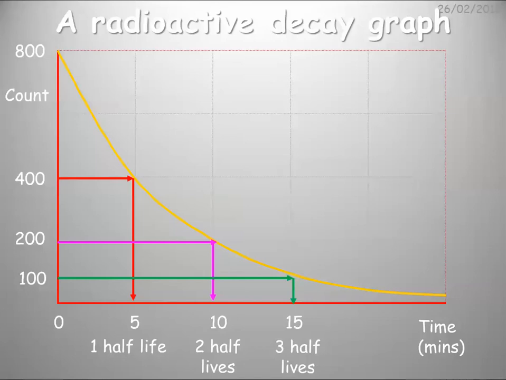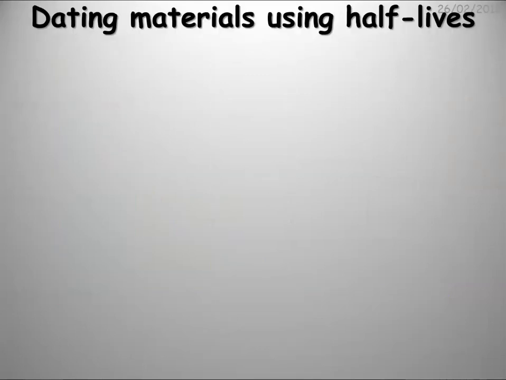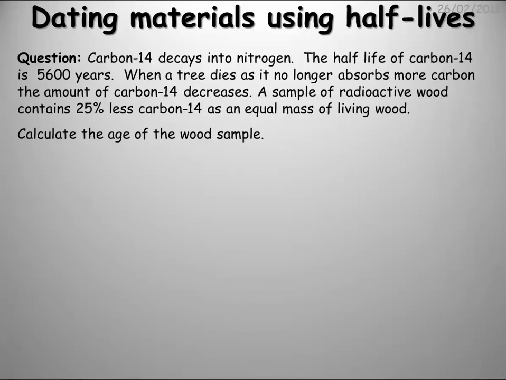Okay, so you should be able to draw a graph like that and use it to work out the number of half-lives. So that's quite a straightforward one, which could occur in core or higher tier papers, working out the half-life from a graph. And the numbers are always going to be relatively straightforward. Right, dating materials using half-lives.